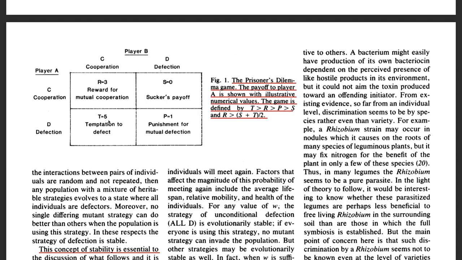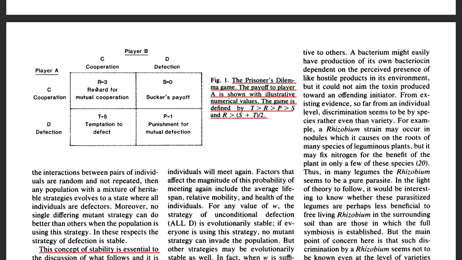If player B defects, what's the better solution for player A? Defection, defection again. Do you see the dilemma? If they know these rules, both of them would choose defection because that's the better choice given any choice the other makes. However, interestingly, if they both defect, they get a payoff of 1, but if they both cooperate, they get a payoff of 3.